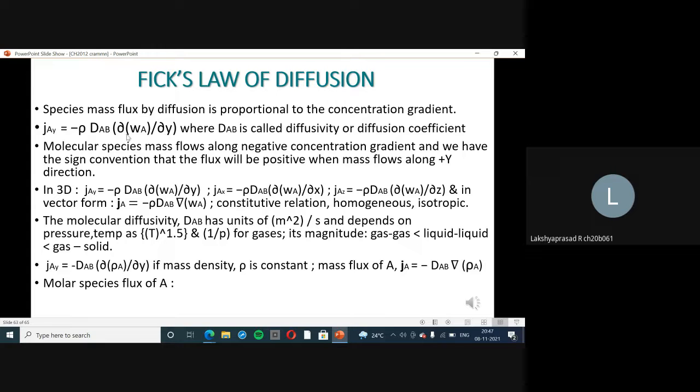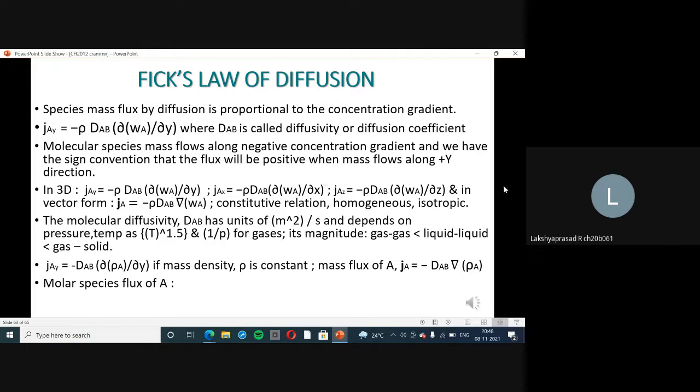WA we know is the mass fraction of the species. DAB is called the diffusivity or diffusion coefficient. Rho is the mass density. So basically we can see that the molecular species mass flows along the negative concentration gradient. And the sign convention is such that the flux JY will be positive when the mass is flowing along the positive y direction. Similarly for other directions, that is in 3 dimensions, we can write down JX, JY and JZ as shown.